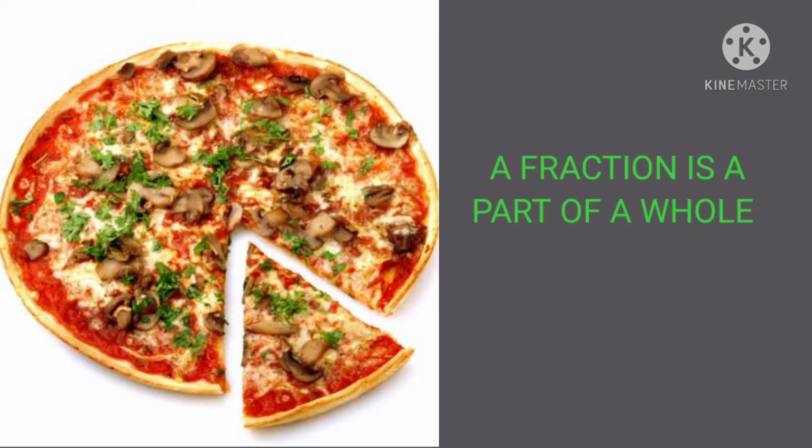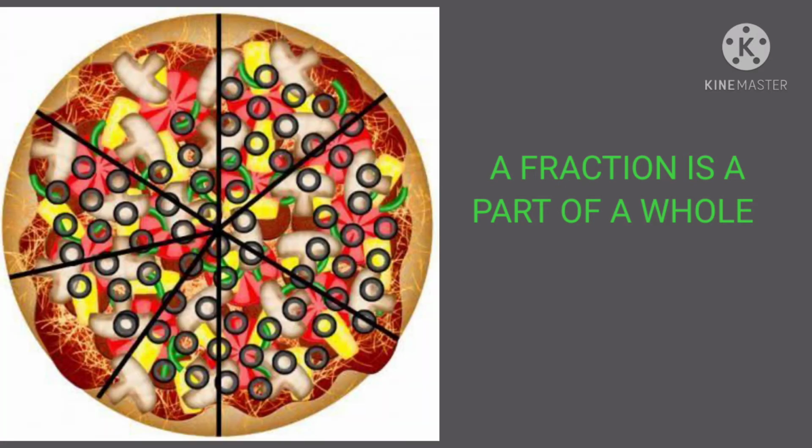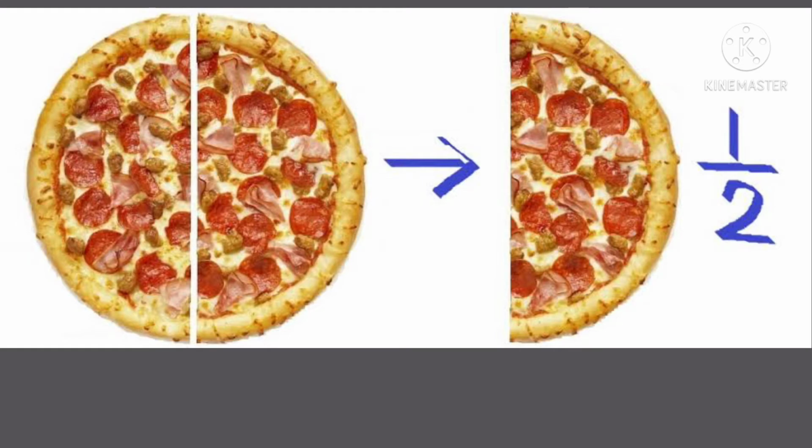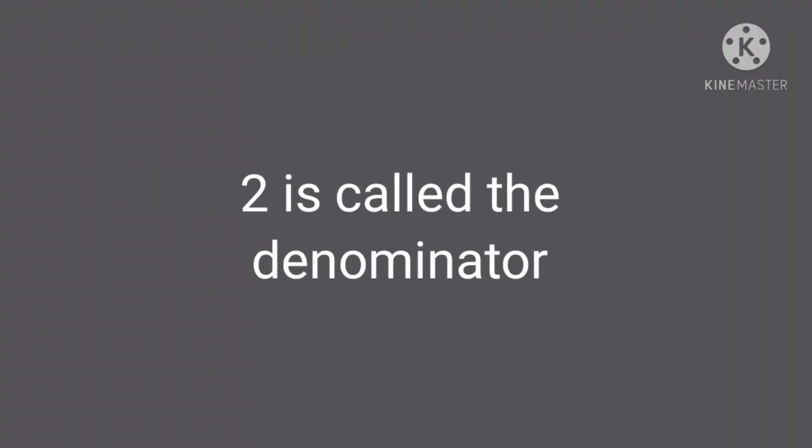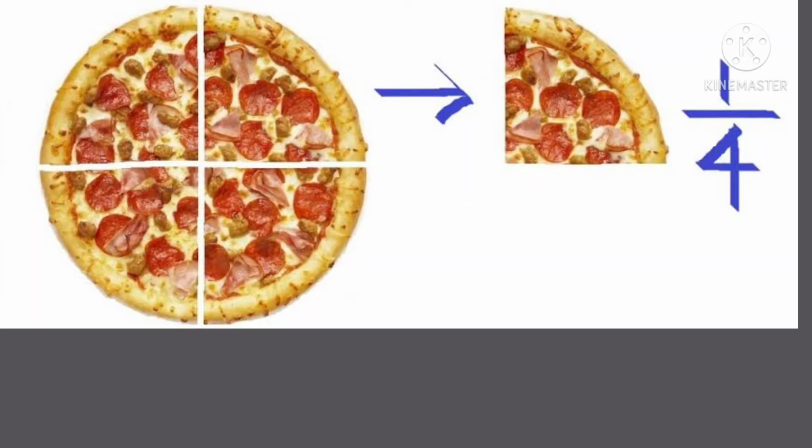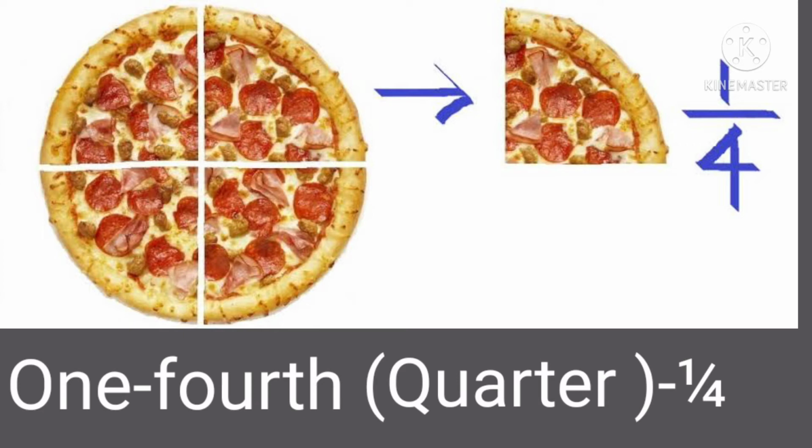A fraction is a part of a whole. For example, when we divide a whole thing into equal parts, then each part is called a fraction of the whole. When a whole is divided into two equal parts, then each part is called a half and it is written as 1 by 2. Here 1 is called the numerator and 2 is called the denominator. When a whole is divided into 4 equal parts, then each part is called a quarter or 1/4. It is written as 1 by 4.